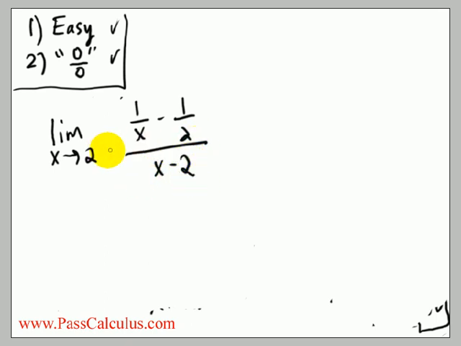Well, when I put 2 in here, I get a half minus a half, which is 0. In the bottom, I get 2 minus 2, which is also 0. So this is of type 0 over 0. So we probably want to do some factoring or rationalizing. Certainly there's no roots here, so we're not going to do rationalizing. But how do we factor this? There's nothing really to factor.